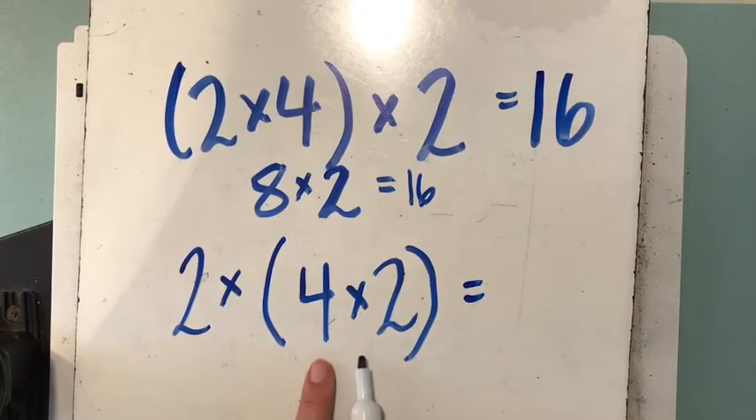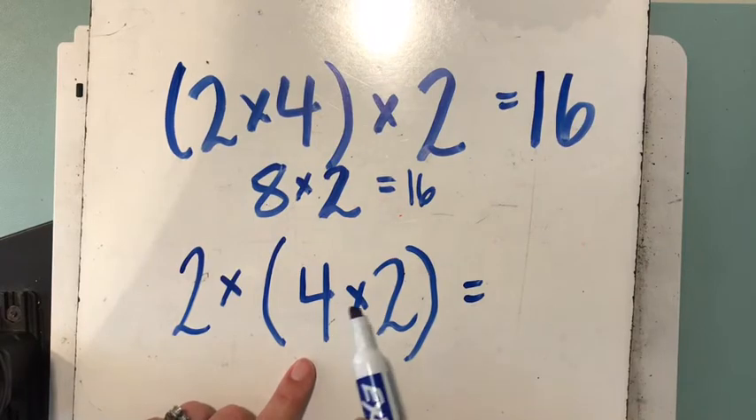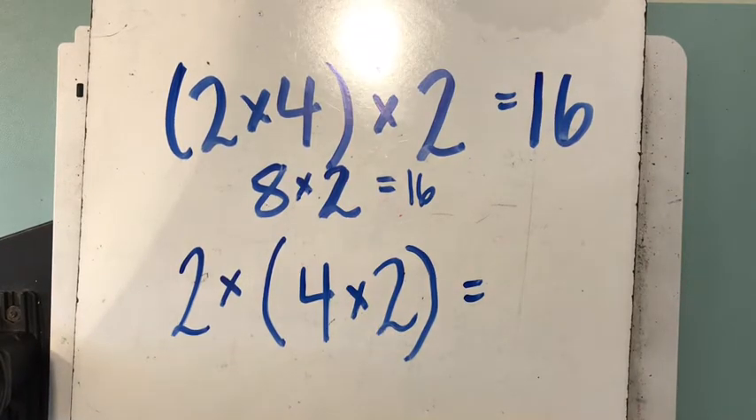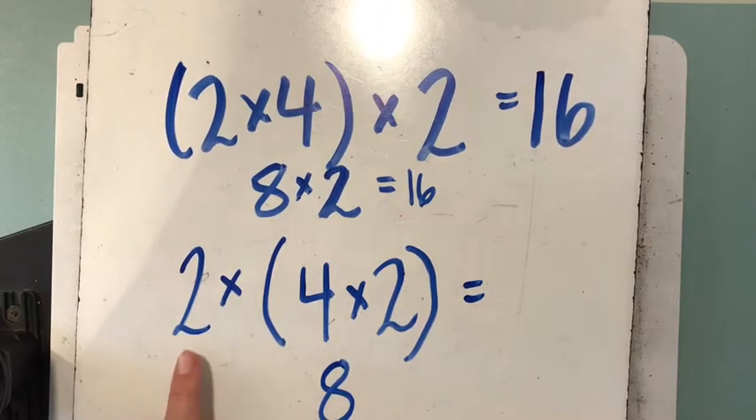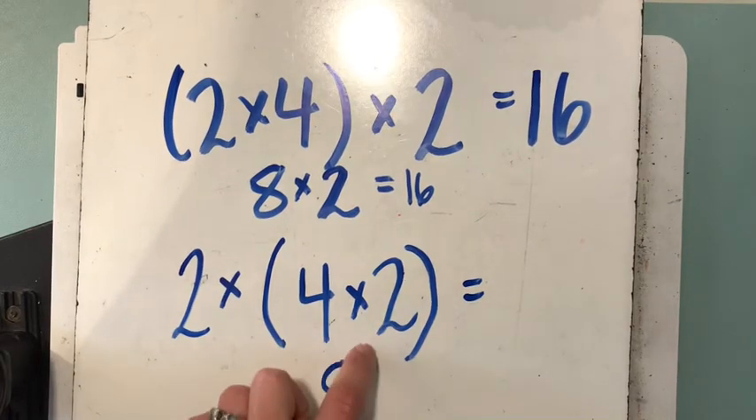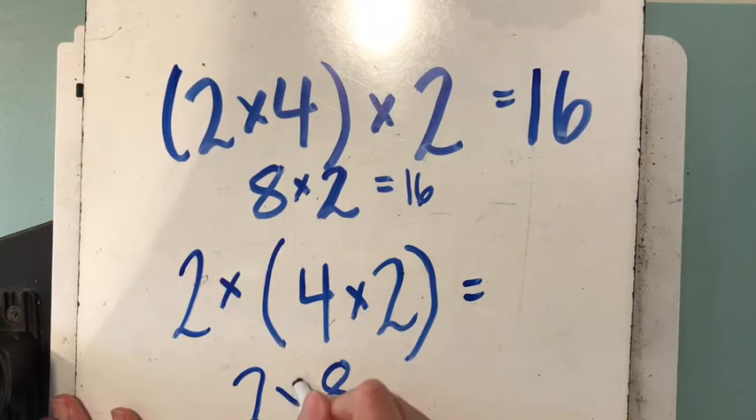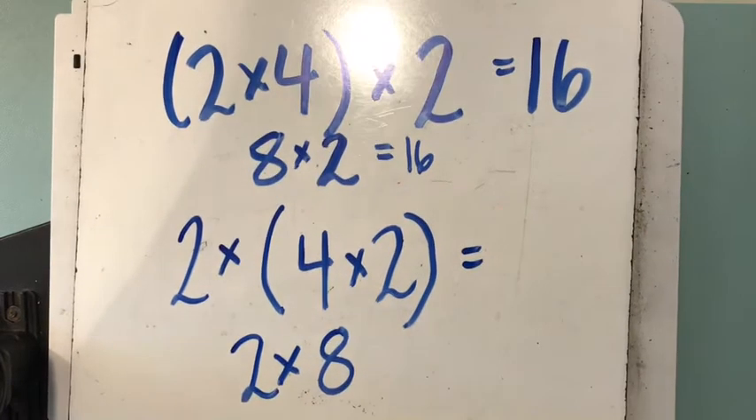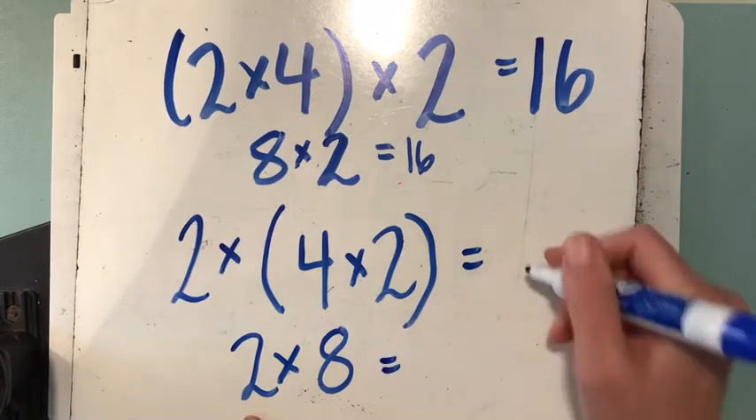But first we're going to do the parentheses first. And our equation is 4 times 2 that we're solving for. 4 times 2 is 8. Now I still need to multiply this 2 that's outside the parentheses, right? It's telling me I'm multiplying that number by what this number is. So I'm going to bring it down here just so I can see it better. 2 times 8 is, we did it, 16.